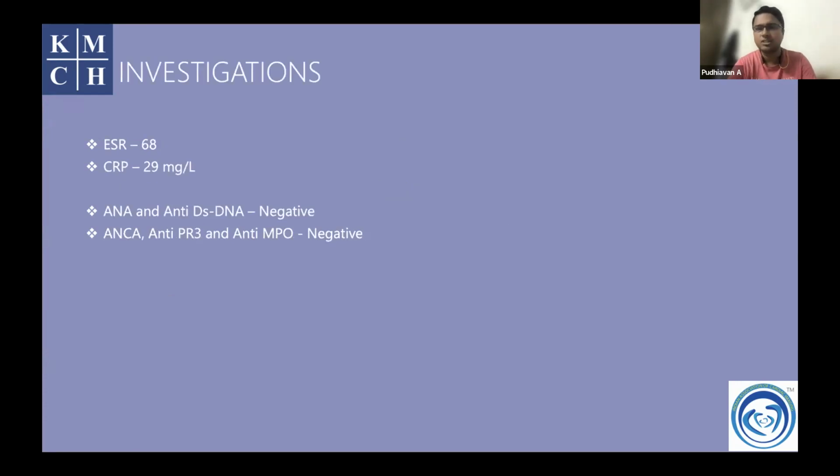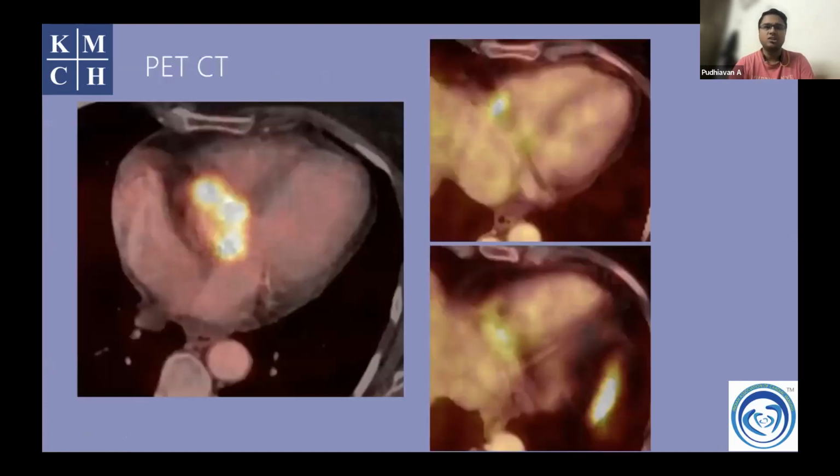So we asked for further investigations of the patient. Blood investigations revealed a raised ESR and a raised CRP. We also did a full immunological workup to look for any other connective tissue disorder. So the ANA, anti-dsDNA, and the ANCA, everything turned out to be negative. The next step, we then went ahead and wanted to do a PET scan to look at any other focus of involvement in the patient.